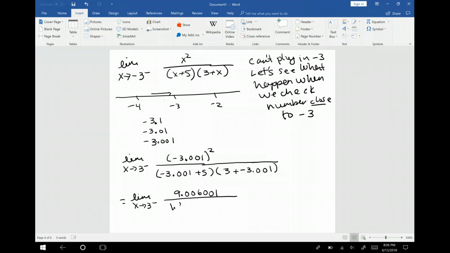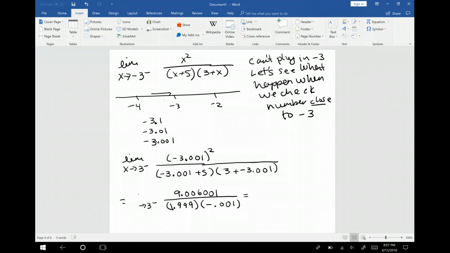1.99. Okay, so 1.999, right? Times, and then 3 plus 3.001, or 3 minus 3.001. And then it'll just be 0.001. And it should be a negative number because it's 3 minus something a teeny tiny bit bigger. So negative 0.001. Okay. So you can see in the top we have a positive number, and in the bottom we have something that's going to be a negative really, really, really small.